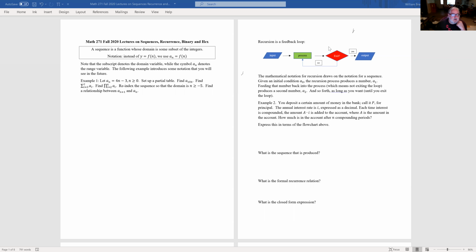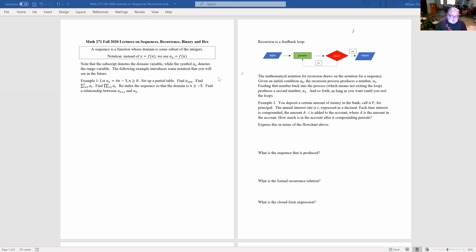Okay, so we are going to talk about sequences, recurrence, binary, and hex. A sequence is just a function whose domain is a subset of the integers. Instead of using the f of n notation, we use a sub n equals f of n, right? So we use an n as a subscript instead of an n inside the f. So the subscript denotes the domain variable, a_n is the range variable, and this introduces some notation that you'll see in the future. So let a_n be 4n minus 3 with n greater than or equal to 0.